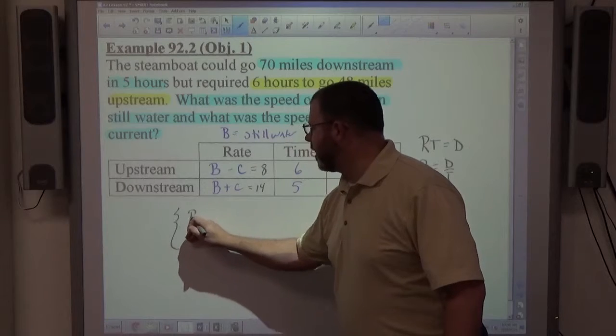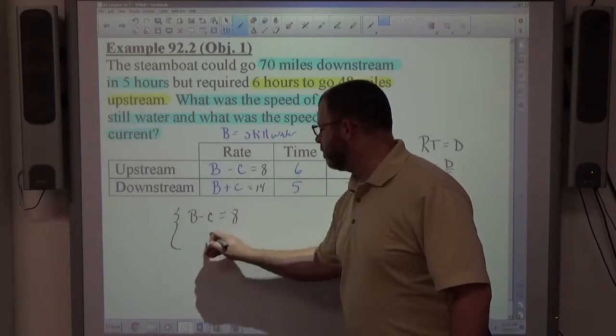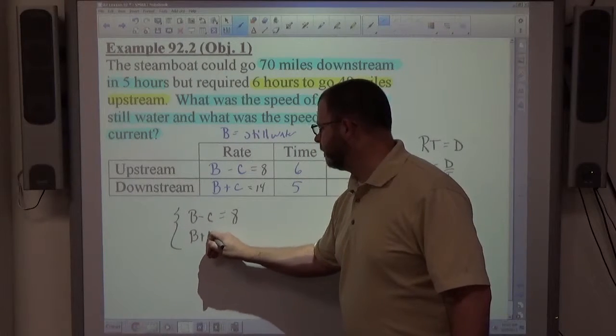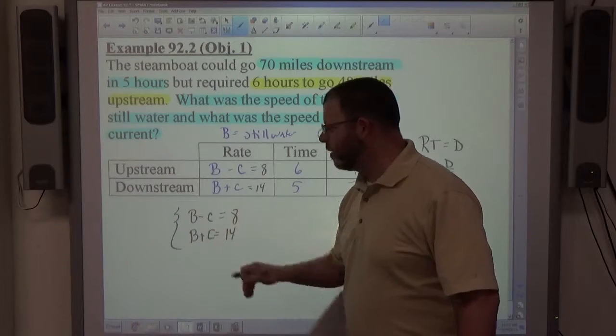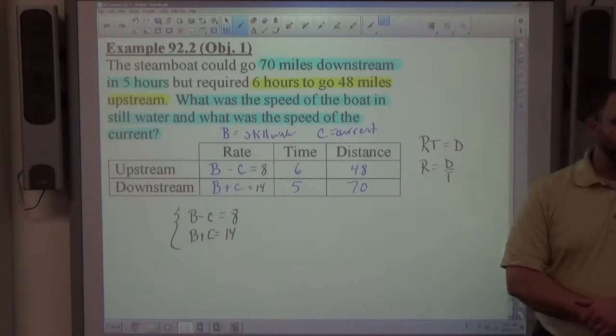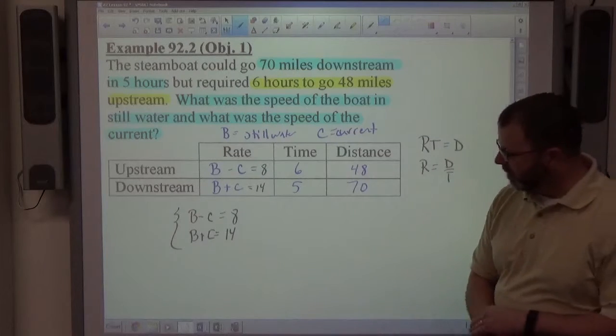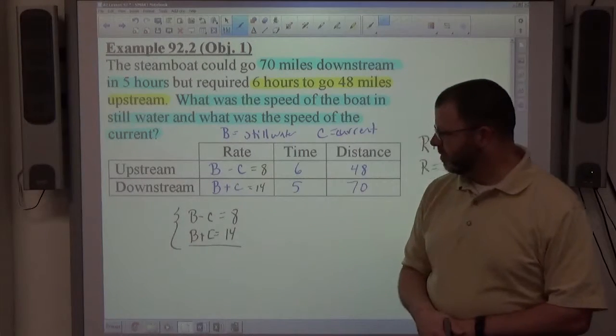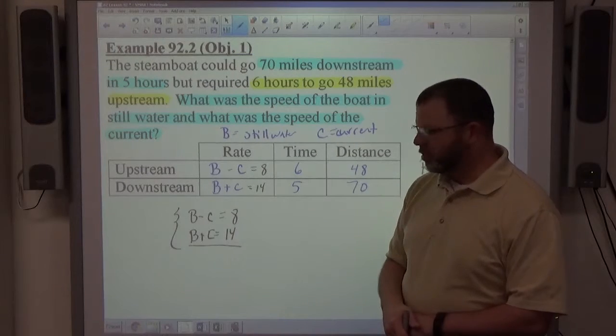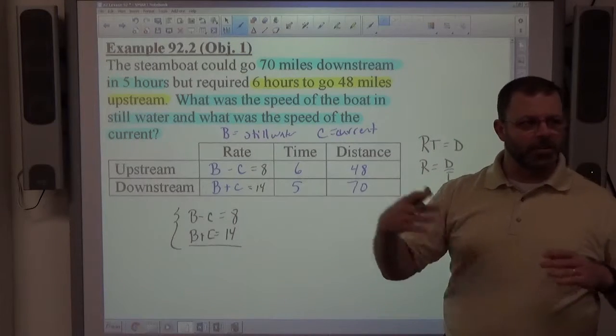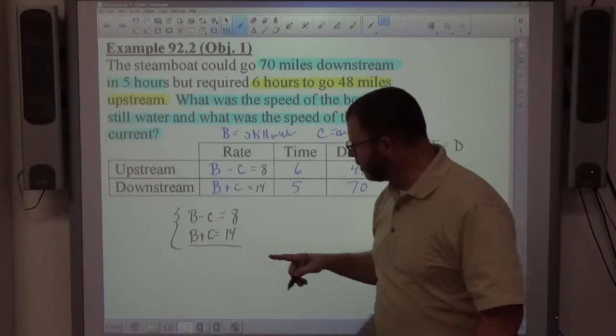That doesn't tell me either of the things I'm looking for, but notice what it does tell me. It tells me that B minus C is equal to 8 and that B plus C is equal to 14. And that's just as basic a system of equations as you've probably seen since Algebra 1. There's no CT term or anything weird like that, just B and just C, they're separate.